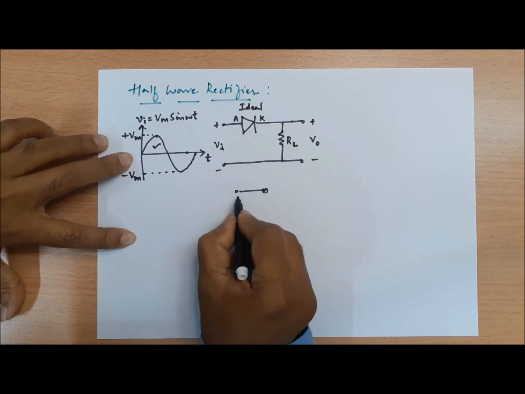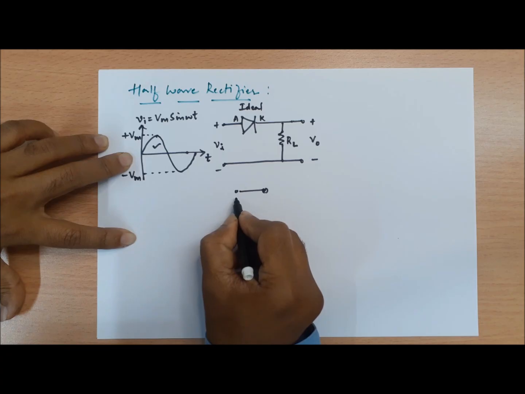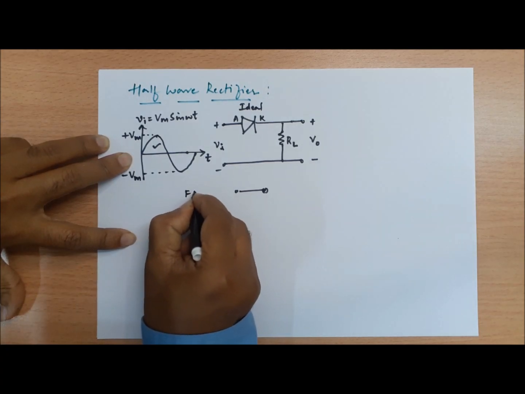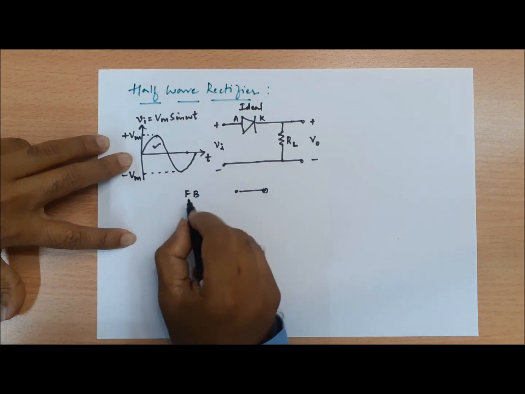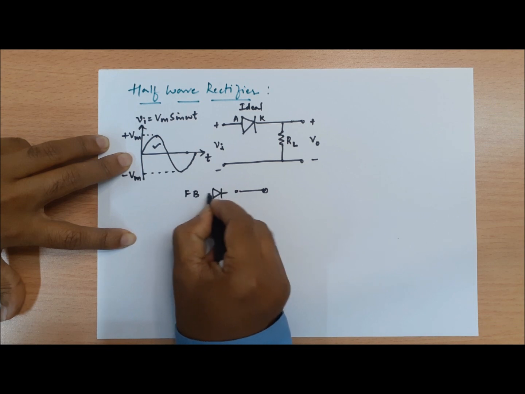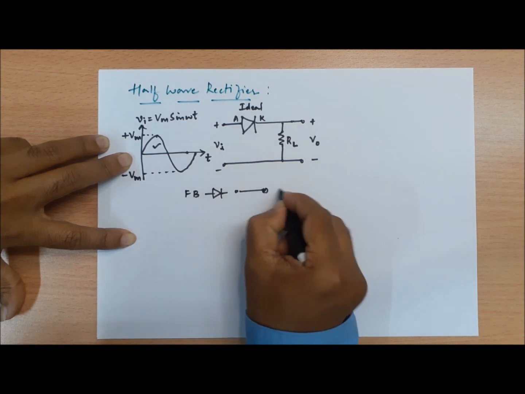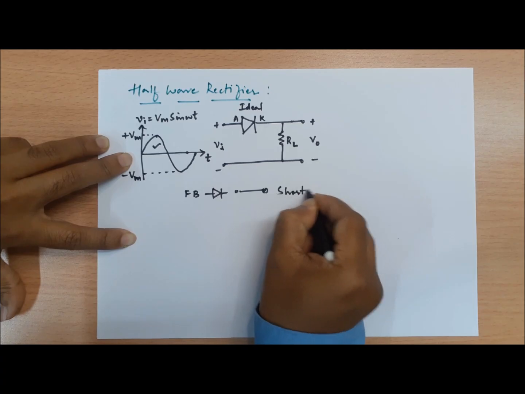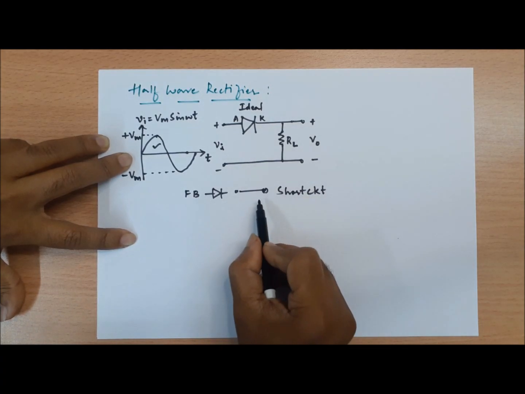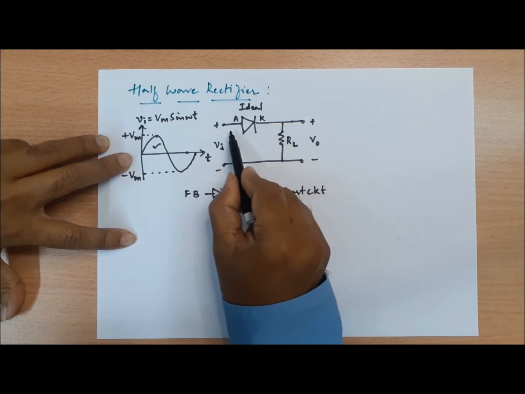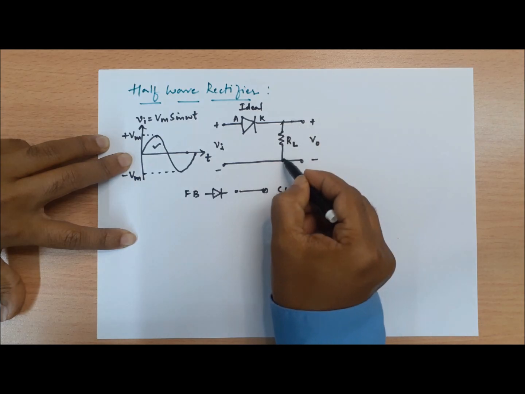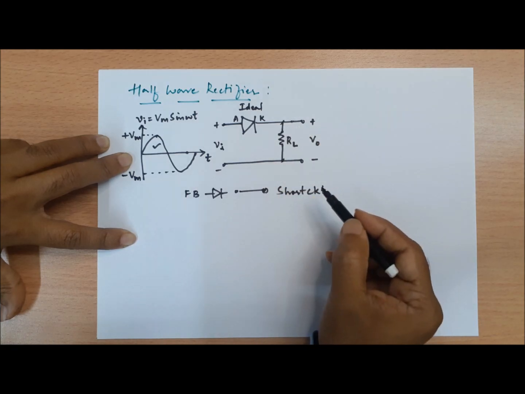This is the short circuit equivalent of the diode when it is forward biased. Let me just write it as FB, which stands for forward biased. So under the forward biased situation, the diode behaves as if it is a short circuit equivalent. We know that for a short circuit, the current flows instantaneously and the entire voltage appears across the load resistor RL.